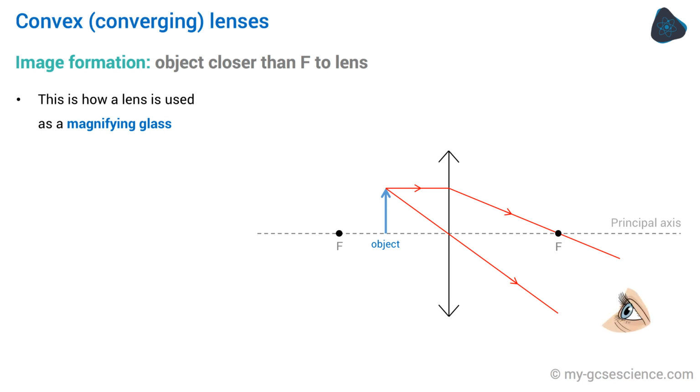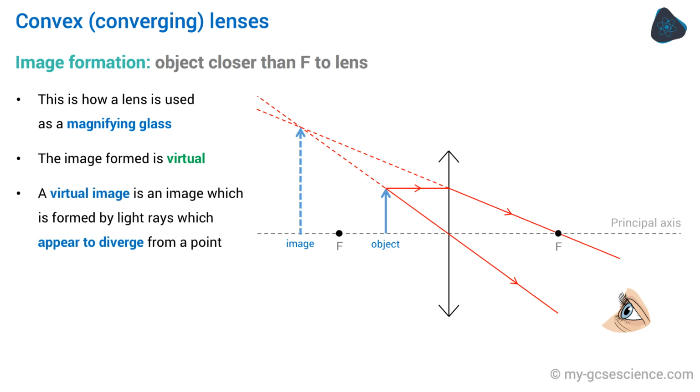If we look towards the lens from this position, it seems to us as though both rays from the tip of the object arrow originated from this point. This marks the location of the virtual image of the object. From our work in reflection, we know that a virtual image is an image which is formed by light rays which appear to diverge from a point, and that a virtual image can't be projected onto a screen.